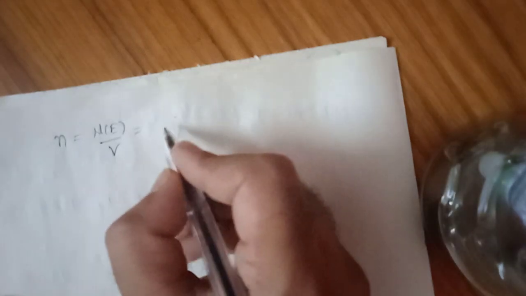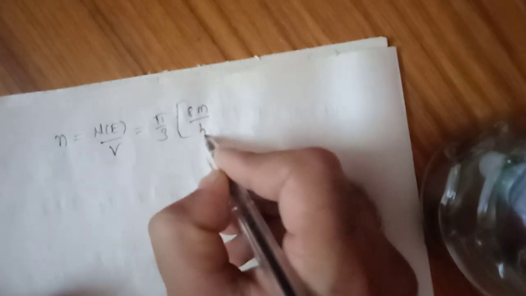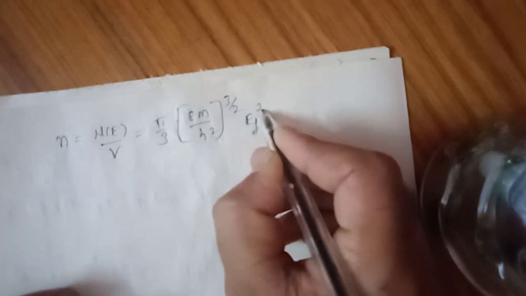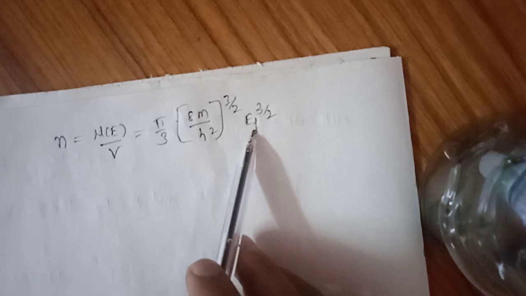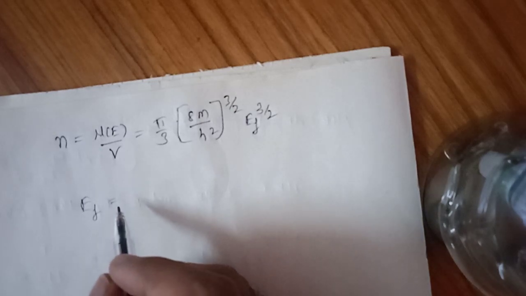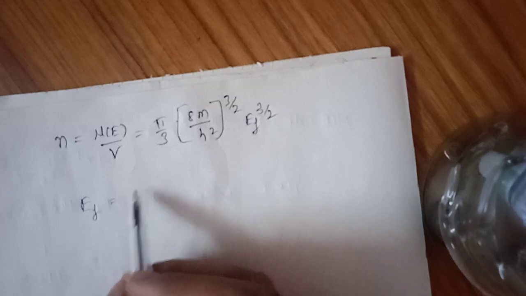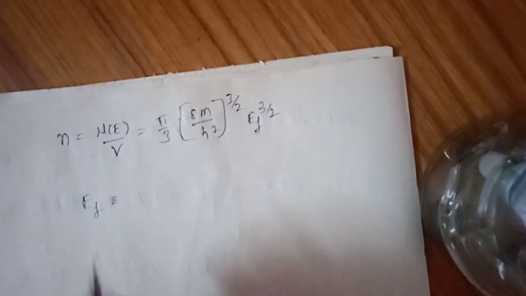So we got n, which is equal to n of E divided by V, which is equal to pi by 3, 8m by h square to the power 3 by 2, EF power 3 by 2. Then I want to calculate this Fermi energy EF, because the Fermi energy is the maximum. This Fermi energy is the level at which the conduction process starts taking place in solids. So EF power 3 by 2.